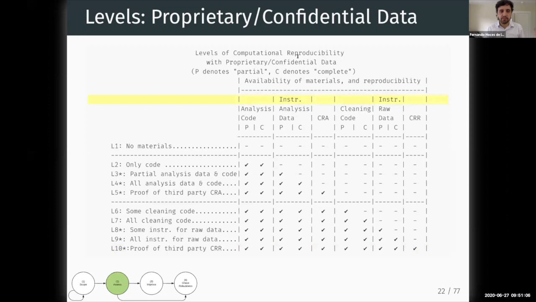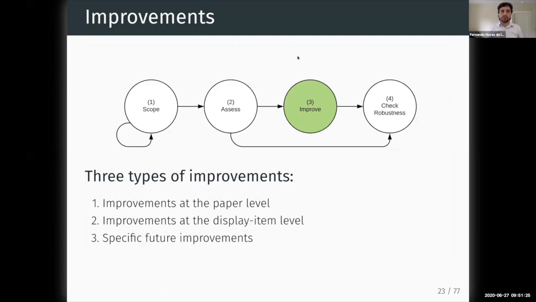Okay, so we have done the scoping, we have done the assessment. Now we're going to move to the improvement. It could be an optional stage, but as we will see, it's fairly easy to do an improvement, and we want people to be able to record those improvements.